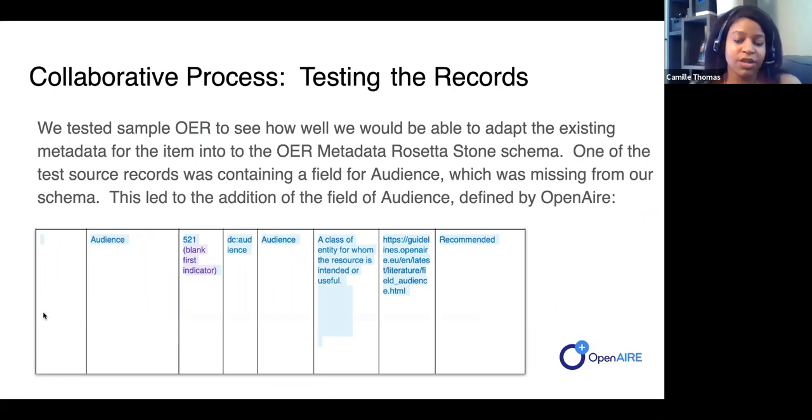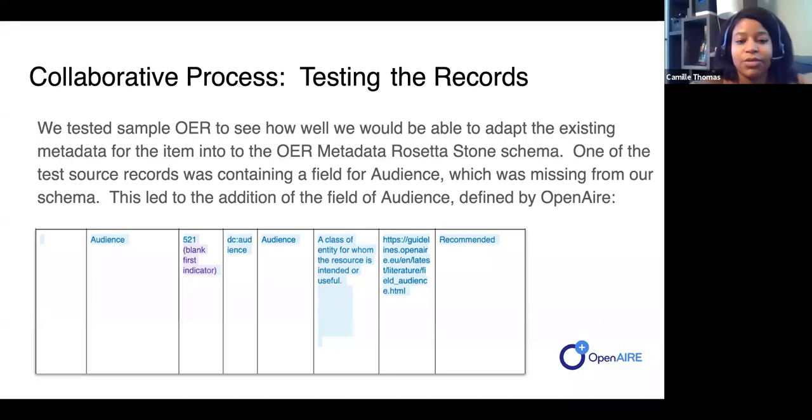So one thing that we really wanted to do, in thinking about how practitioners would use it, was to test some sample records. Once we got to a good place with the core elements, we tested it against the records to see how it really worked in real life with real materials. And so we then could adapt the existing metadata for an item into the OER Rosetta Stone.